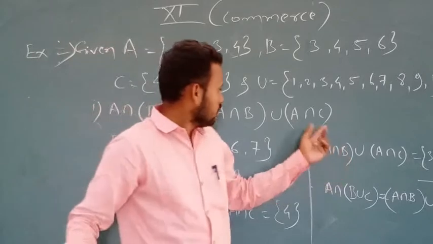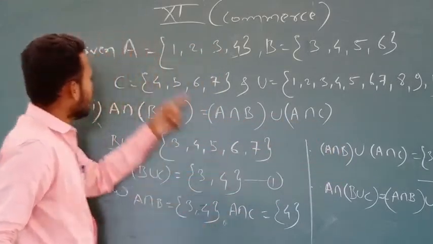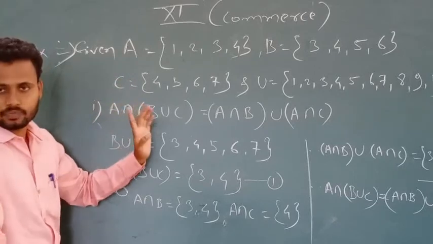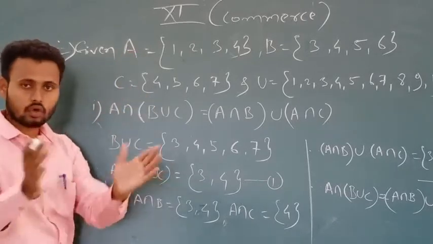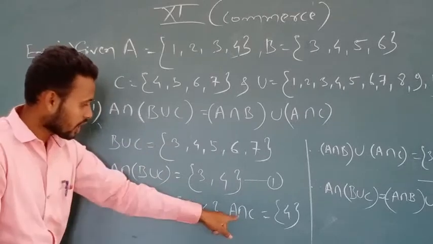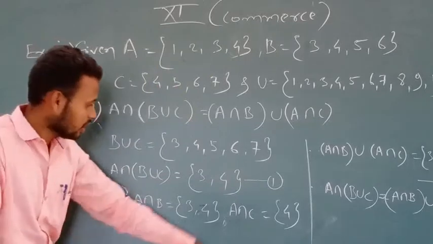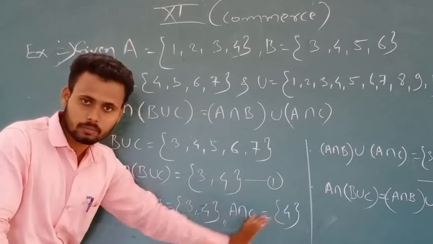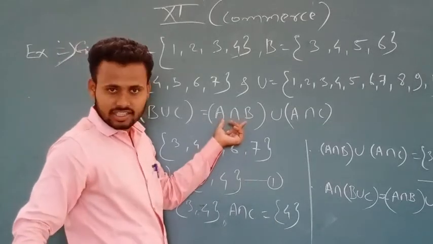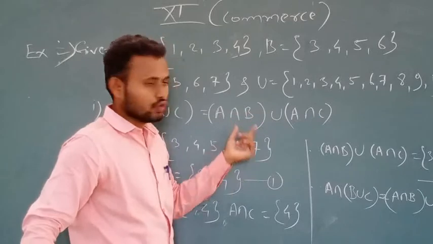Next, we got this also. Next what remains? A intersection with C. Now what does A intersection with C mean? The collection of common elements of both sets A and C. Therefore which elements come in A intersection with C? 4 is the only common element. Therefore A intersection with C is equal to the set containing only the element 4. Now we found A intersection with B and A intersection with C. Therefore take the union of these two sets.